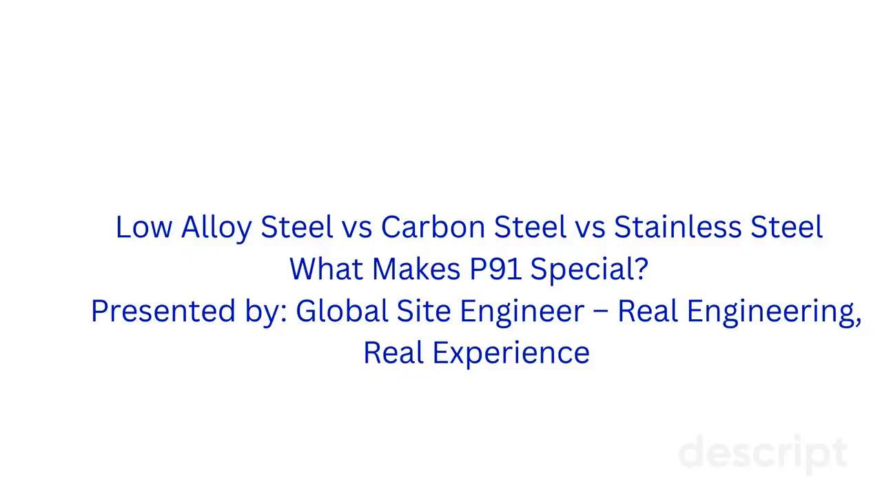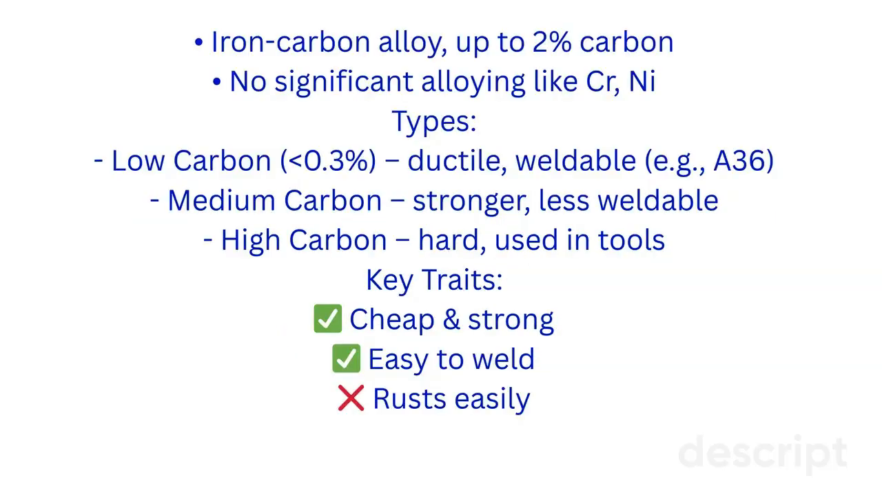Today, we are discussing an important topic: low alloy steel versus carbon steel versus stainless steel, with practical differences. Let's start with carbon steel. Carbon steel is an iron-carbon alloy, with carbon as the main element, up to 2%. It may also contain small amounts of manganese, sulfur, or silicon, but it has no significant alloying elements.